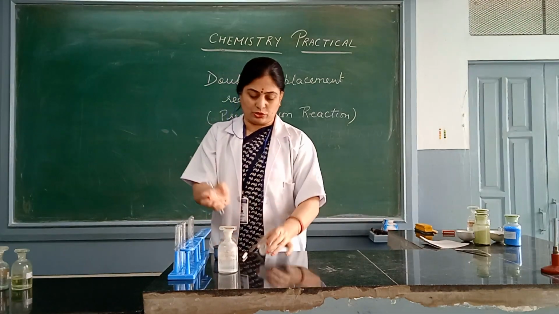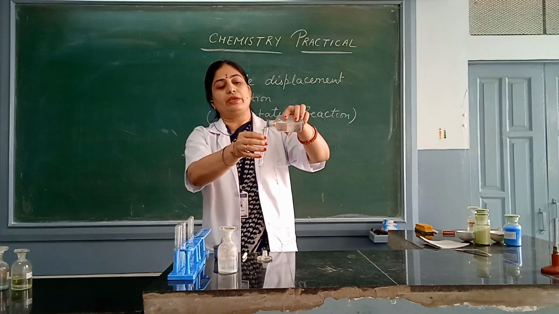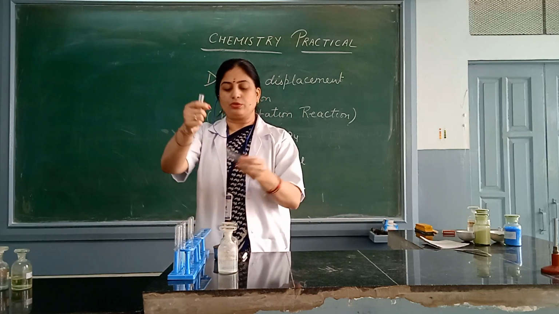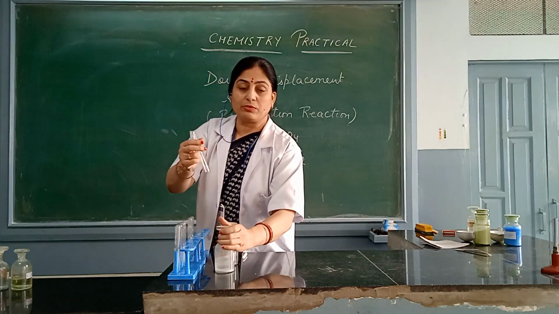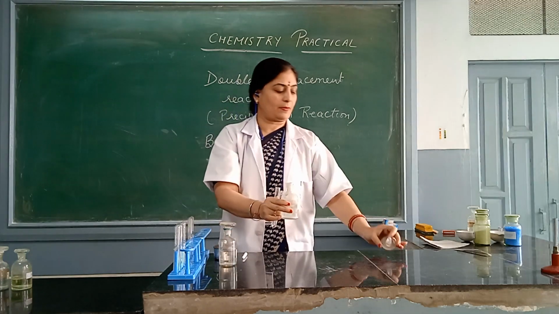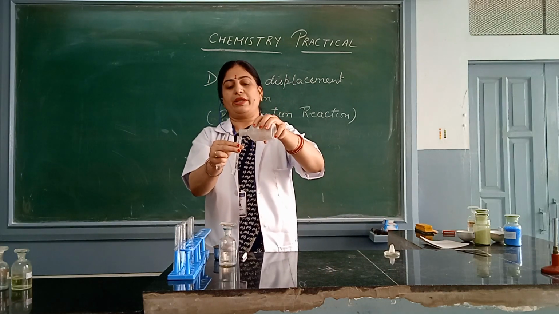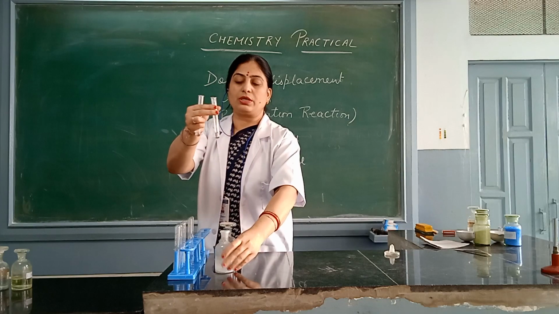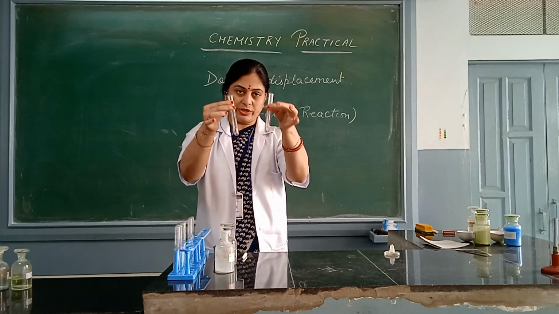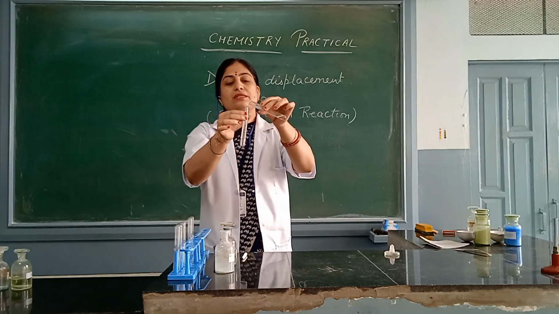So in one of the test tubes, I take sodium sulphate. You can see that this is a purely colorless solution. In another test tube, I am taking barium chloride. So this is also a colorless solution. You can see in both the test tubes we have colorless solutions. One is sodium sulphate and the other is barium chloride. Now on mixing these two, let us see what will happen.